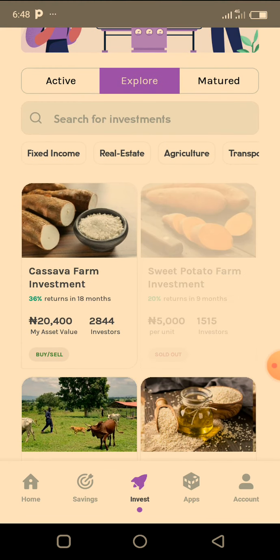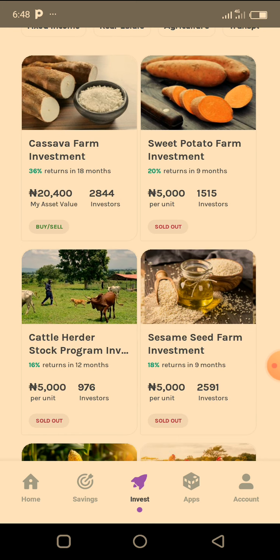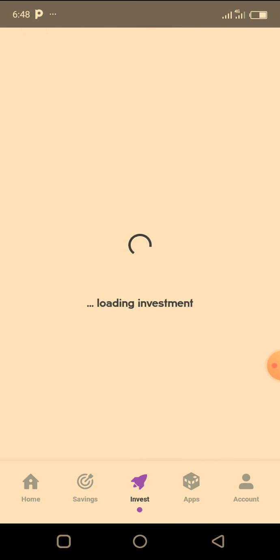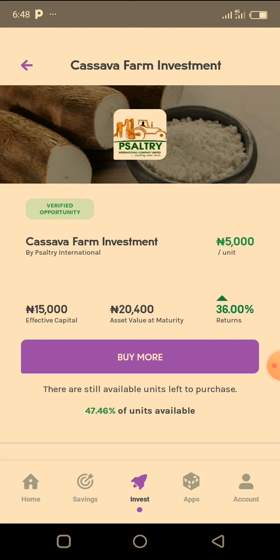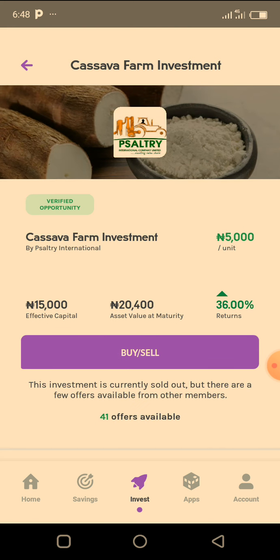this sweet potato farm. It is sold out. The only investment available right now is this particular investment. You understand? The cassava investment. You see we have 14 offers available. 14, only 14. It was about how many percent? People are really investing in this. Yesterday it was still much, but now we have only 14 offers available.